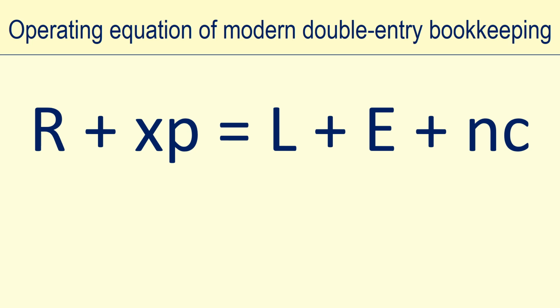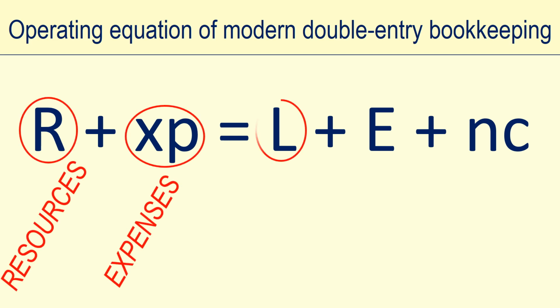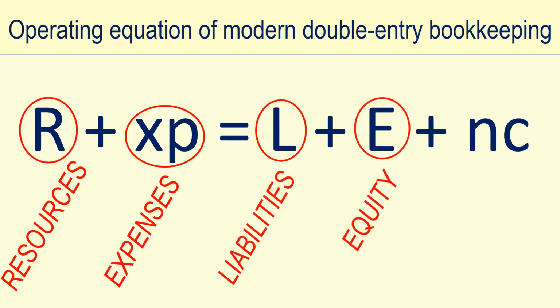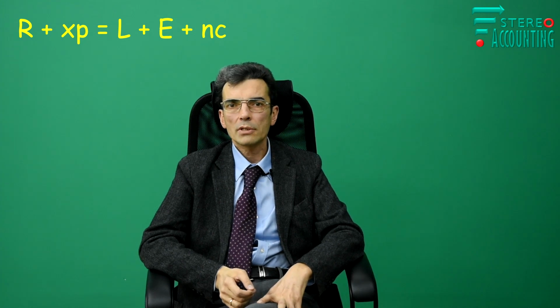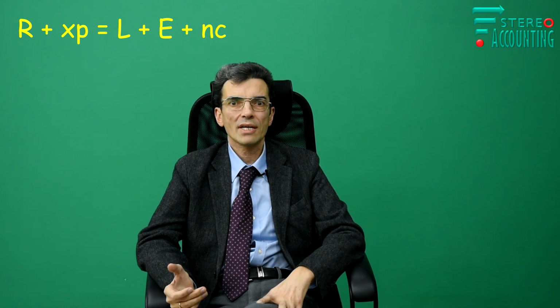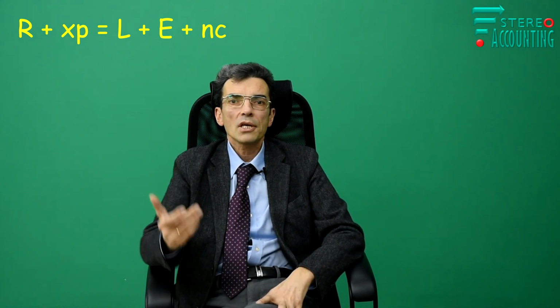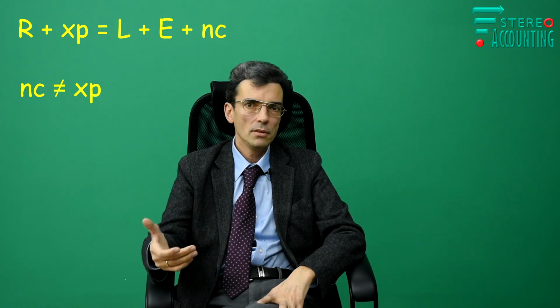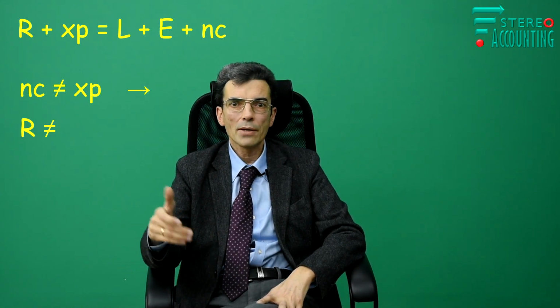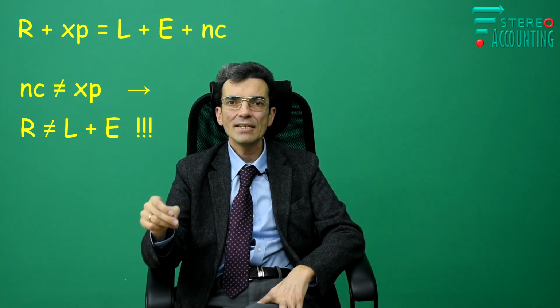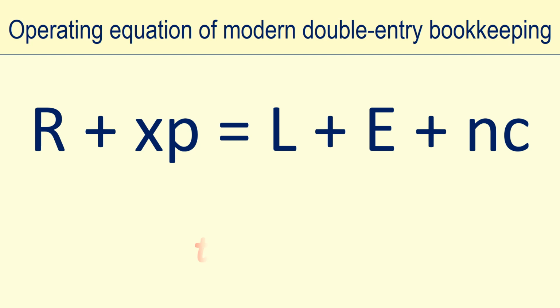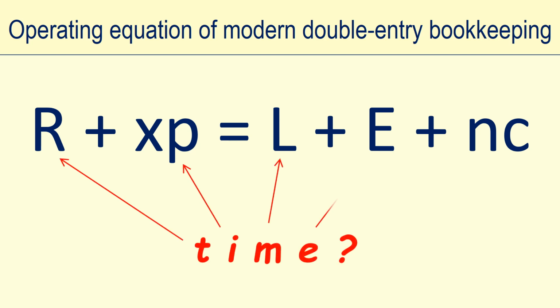We can draw a mixed equation as resources plus expenses equal liabilities plus equity plus income. Since the equation is expressed in monetary units, it is arithmetically correct. But the expression overturns the classic balance sheet. Since income is not equal to expenses, it implies that the resources are not equal to the sum of liabilities and equity. Attempts to identify the units of time used in this expression reveal its pointlessness.